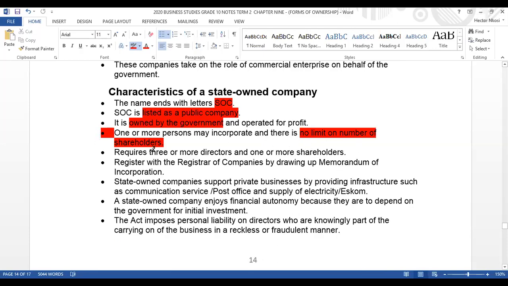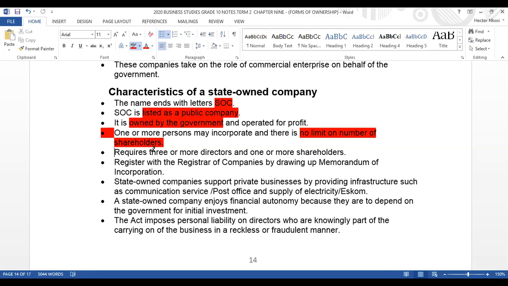It's similar to your public company, basically, right? The only difference is that we know it ends with SOC, whereas your public company ends with LTD. Can you see already this question? They can compare your state-owned company with your public company. You can differentiate those, or you can compare those, boys and girls. So please make sure that you understand your stuff much better.